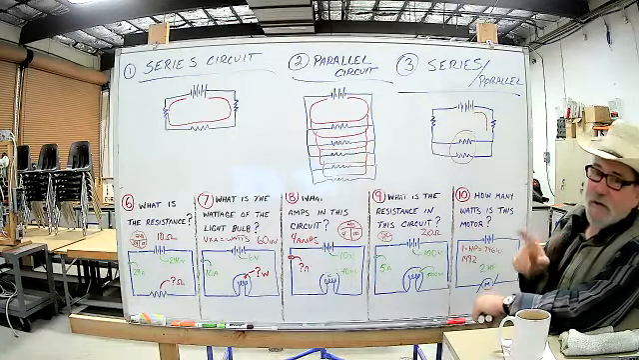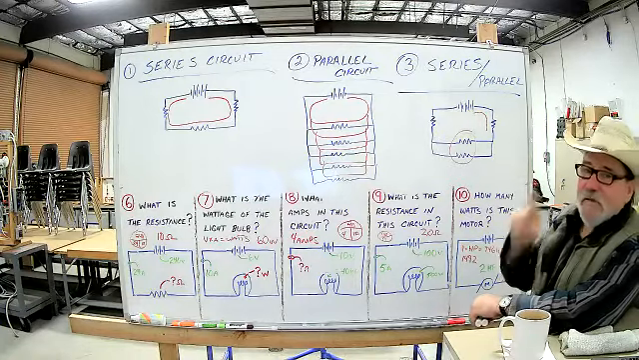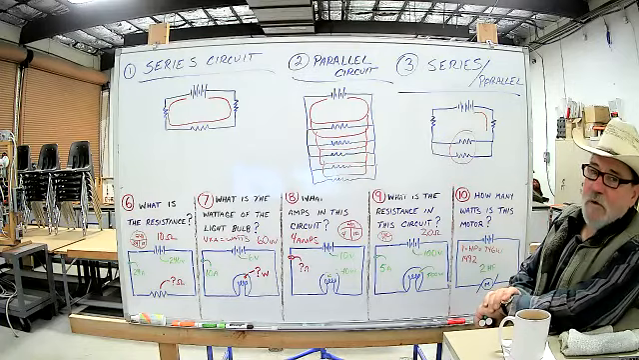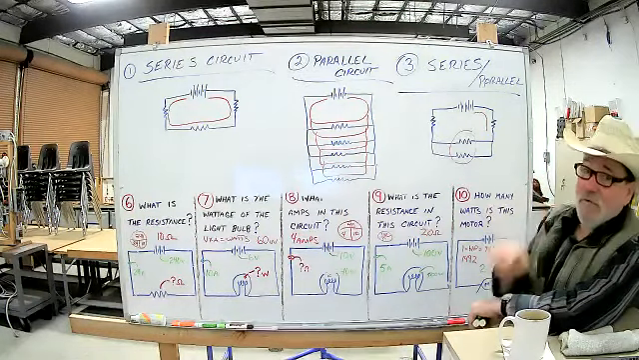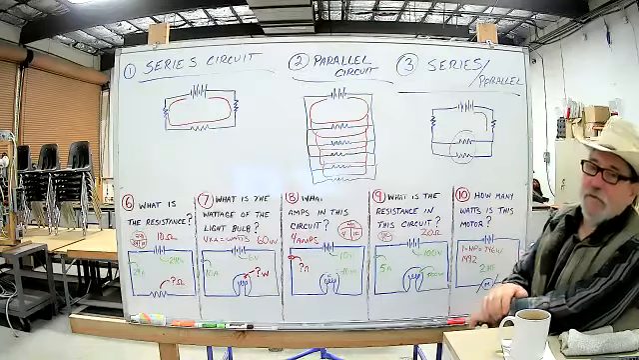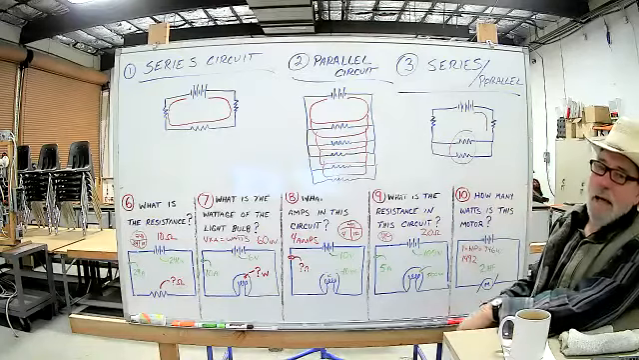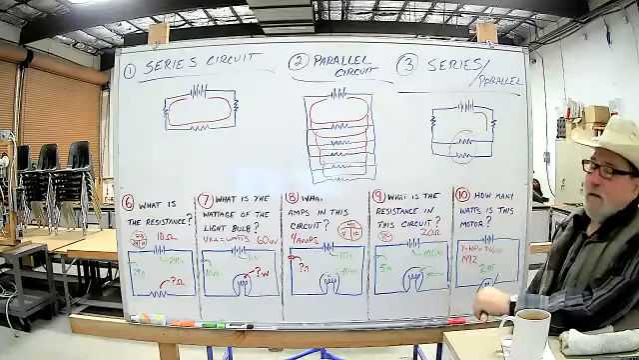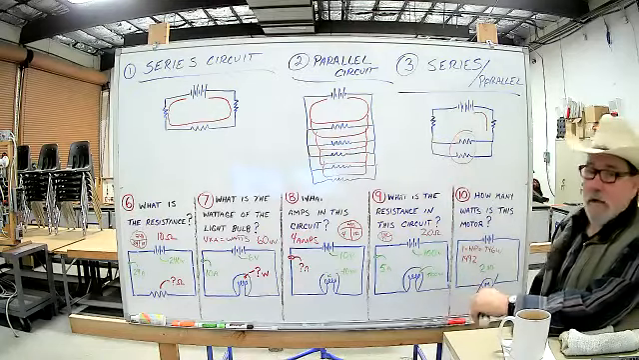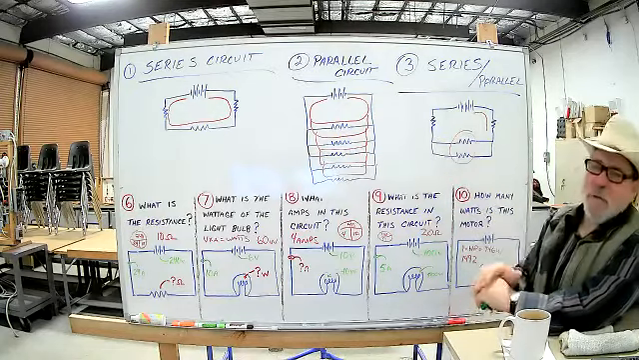Again, the series is when they're hooked end to end and there's only one path for the current to flow on. And it has to flow through every single one. And every time it flows through another one, it's more pushing back. Flows through another one, more pushing back. In a parallel circuit, it has 1,000 different ways to go.